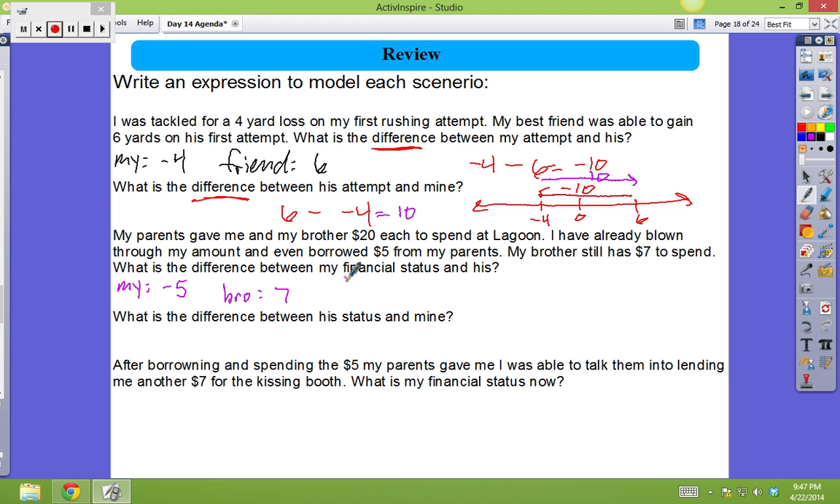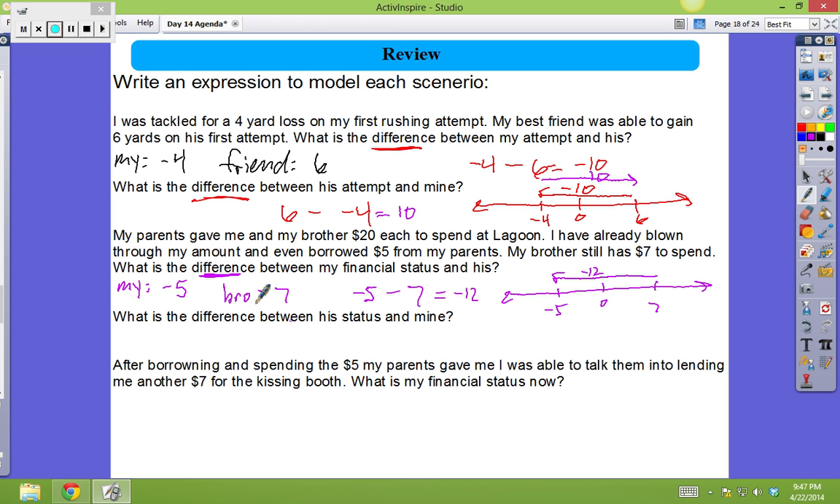The word difference indicates subtract. Mine and his: mine is a -5, subtract his, which is a +7, and if we simplify that, we should get -12. Now let's look at it on the number line. Here's 0, I'm at -5, he's at 7. So for the difference between my status and his, I'm going to start at his and work my way to mine, and from there to there is a -12.